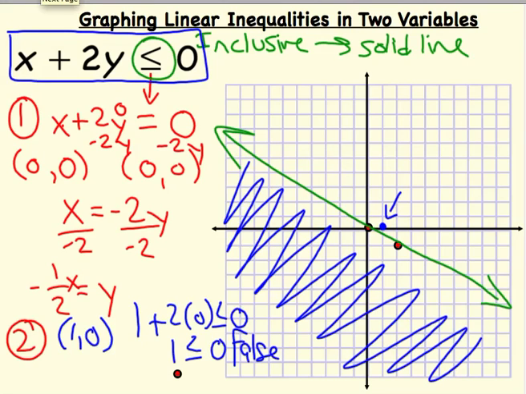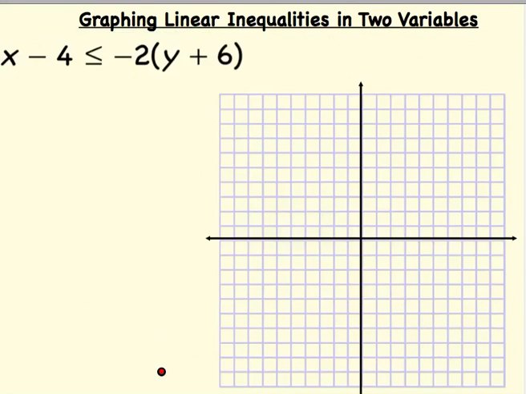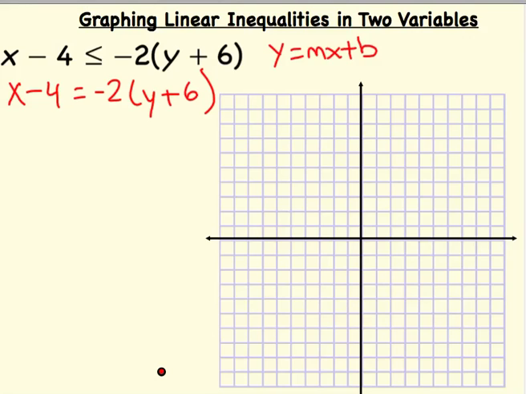All right, so if you're having trouble, let's try maybe 1 or 2 more of these. All right, so this one looks a little tricky. So step 1 is to just replace the inequality sign with an equal sign. All right, and now we can't do this until it's solved for y. So we want it in slope-intercept form, which is y equals mx plus b. So we want to isolate y.